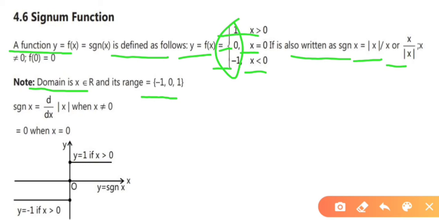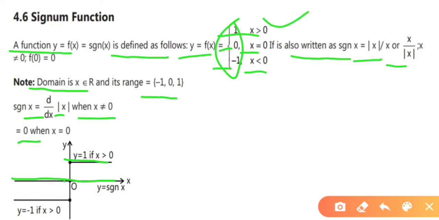Got it? Or you can write the signum function as d by dx of mod x when x is not equal to 0, which equals 0 when x equals 0. Here both conditions are there. Let us see the graph here. When y equals 0, it lies on the x-axis. When y equals plus 1, it is in the first quadrant, where x is greater than 0, the first case.